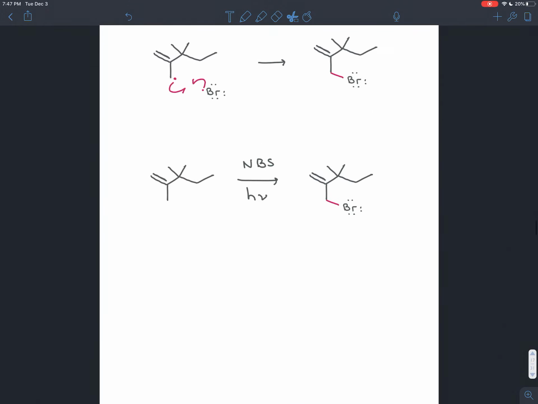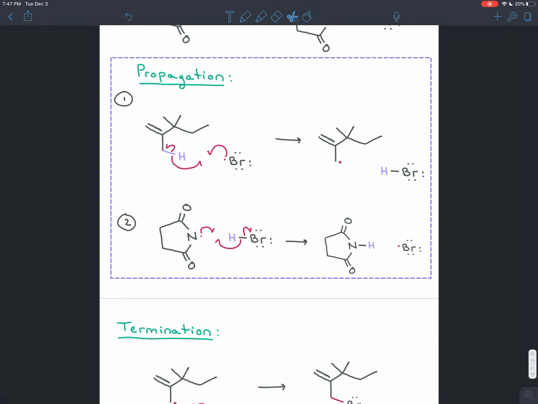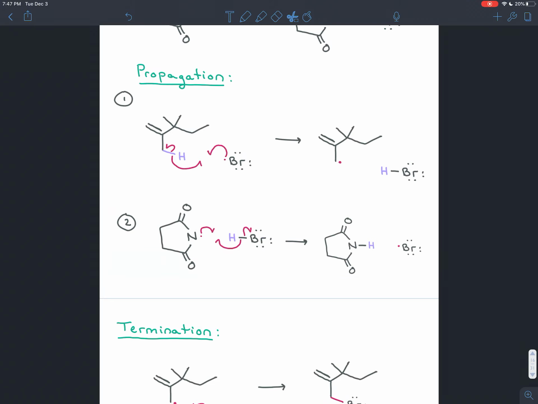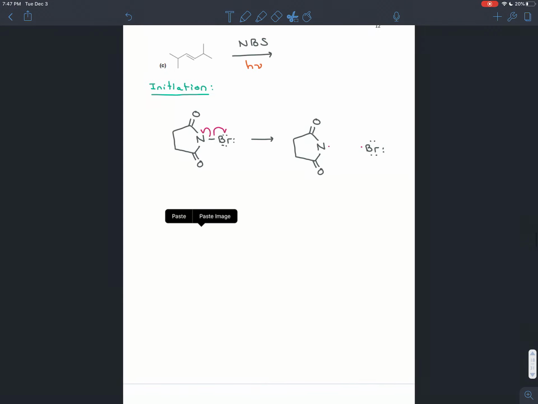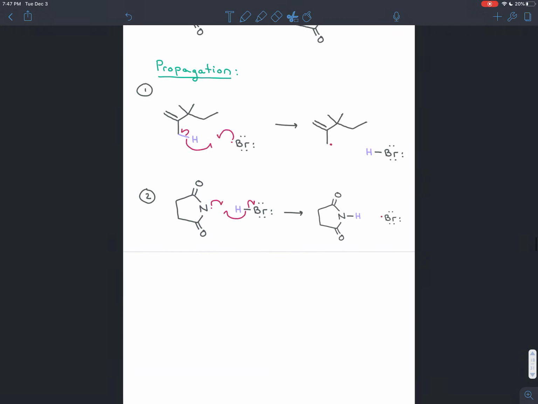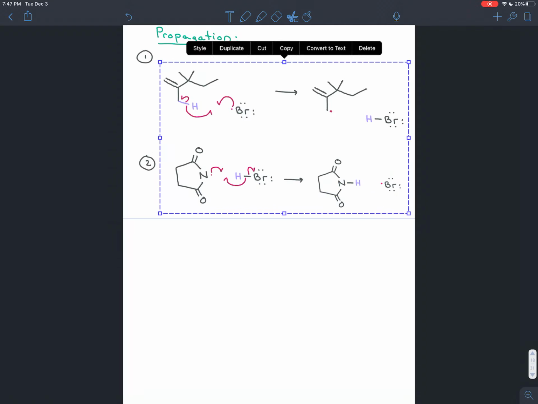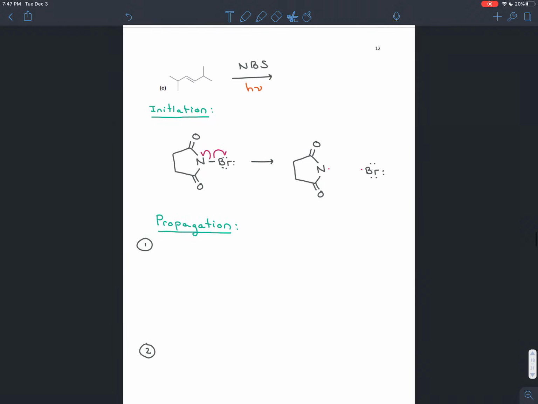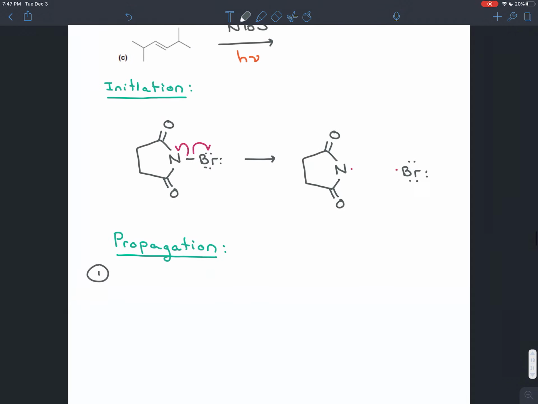Okay, now that we have our radicals that we formed in that homolytic cleavage of the initiation step, we can think about the middle of the story, the propagation step. And when you use N-bromosuccinimide, this has 2 separate steps that you want to draw in. So let's draw these from scratch. So here, now that we have our radicals, they're going to react with the carbon chain that they gave us. So I'm going to copy that carbon chain down in this propagation step.